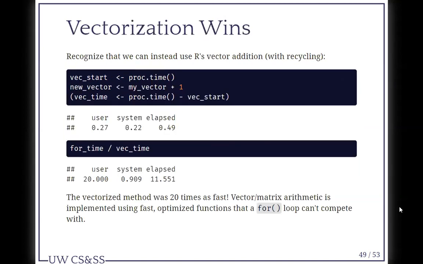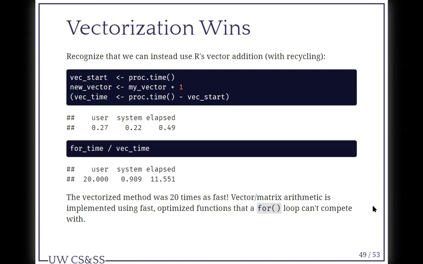We could do the same thing using vectorization. Recognize that we can instead use R's vector addition that has recycling. And when we do this, again, we'll start the clock. We'll say new vector is assigned my vector plus 1. And it took my computer 0.27 seconds to do the same calculation. The vectorized method was 20 times as fast.